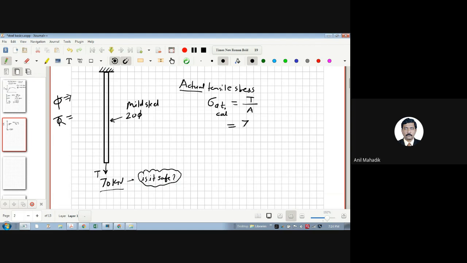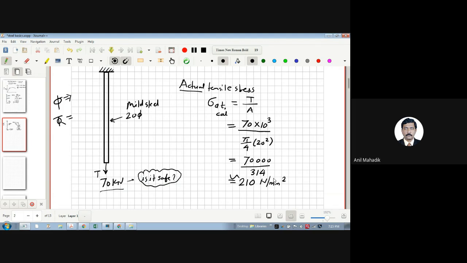So what is the tension? 70 kilonewton, which we need to convert into Newton, and the area of the bar is pi by 4 into 20 square. So how much will this number come to roughly? It will be 314. I don't know exactly, but it will be something near to this.